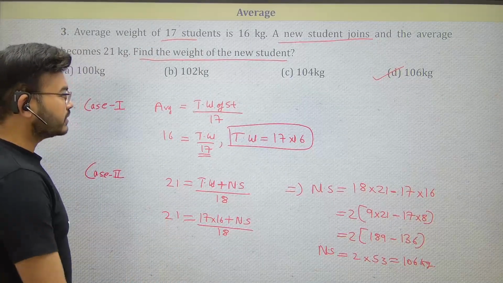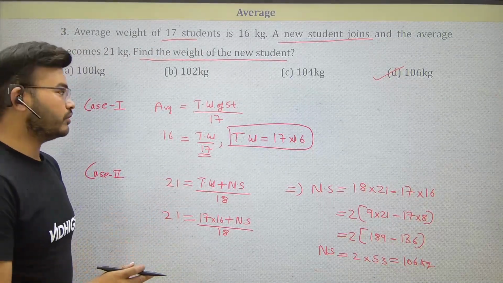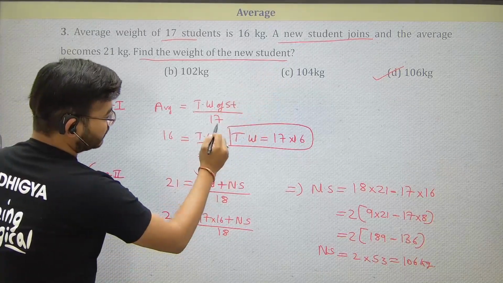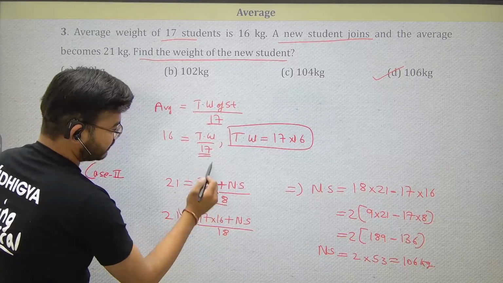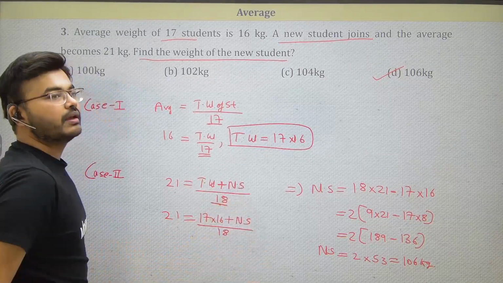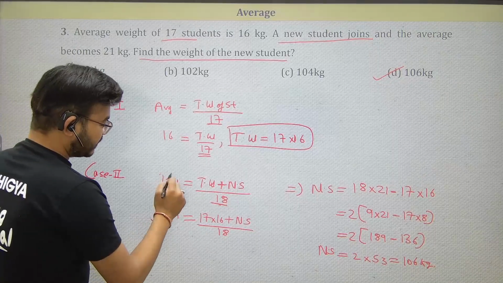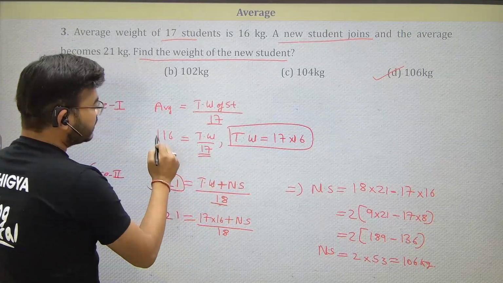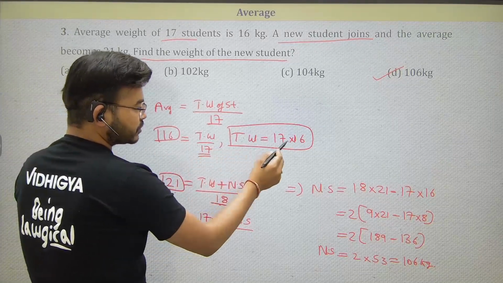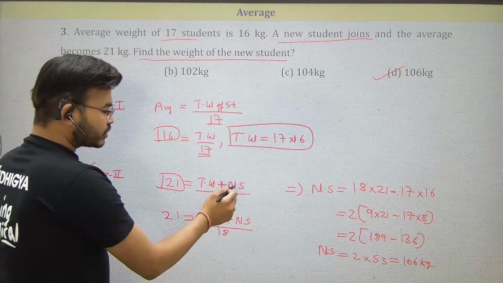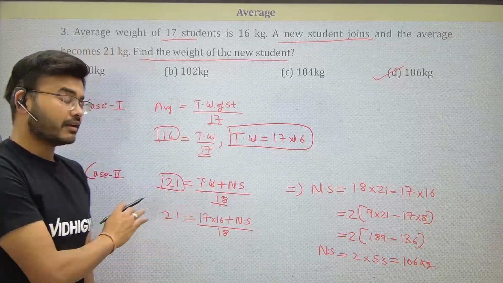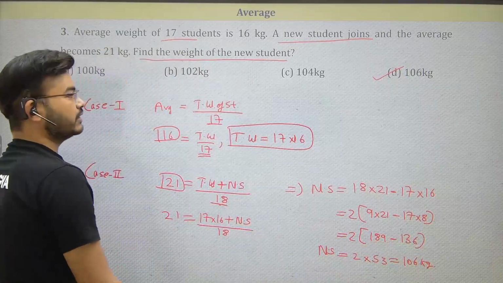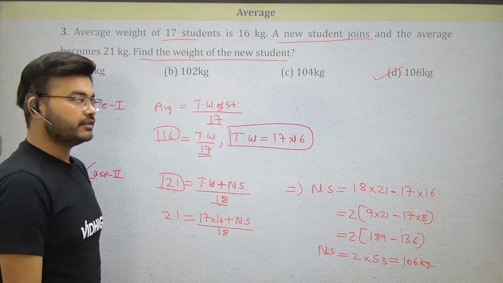Okay. So here the only thing that we needed to be cautious of was that when a new student joins, the total number of students will also increase from 17 to 18. Also, the change in this particular average is because of the weight of the new student. Now, knowing the earlier average, we can calculate the total weight of the students plus the new student, because of which the average is increasing. So from that, we can calculate the weight of the new student and it will come out to be 106 kg.